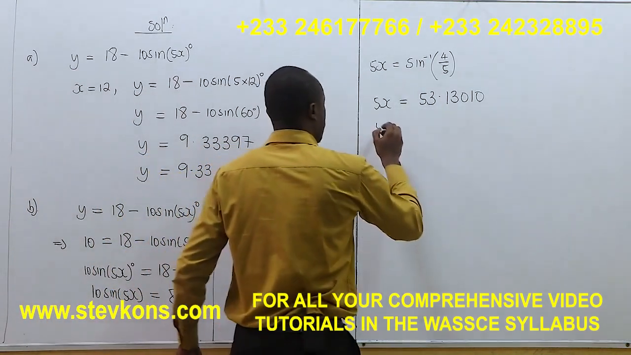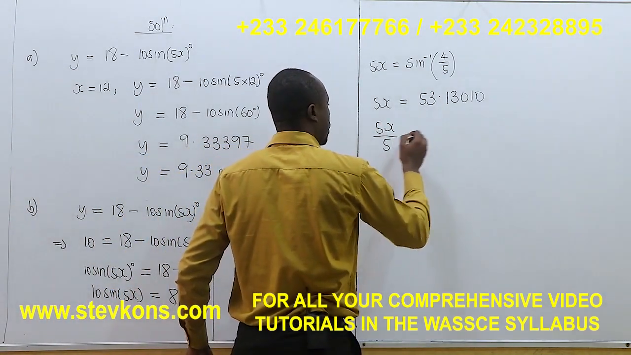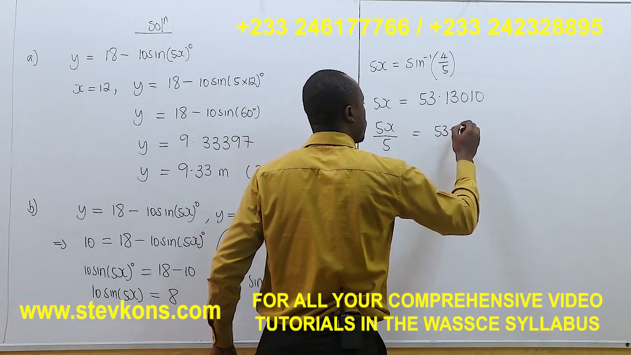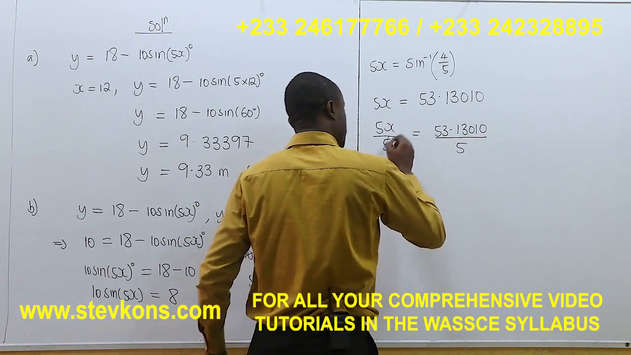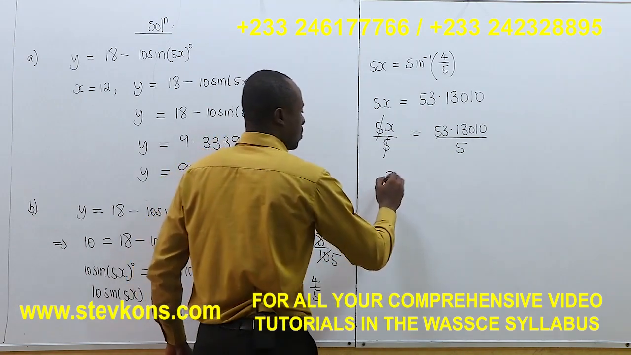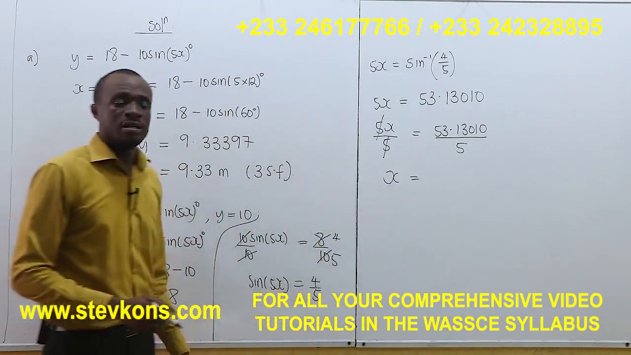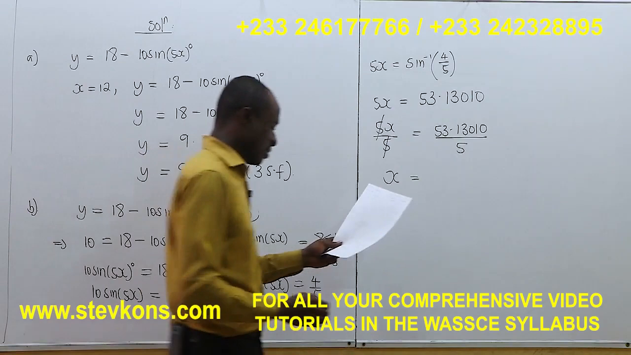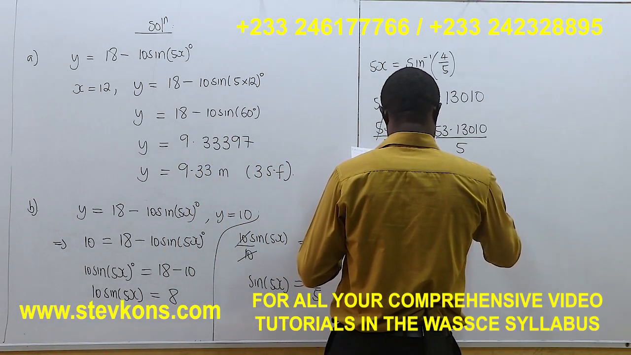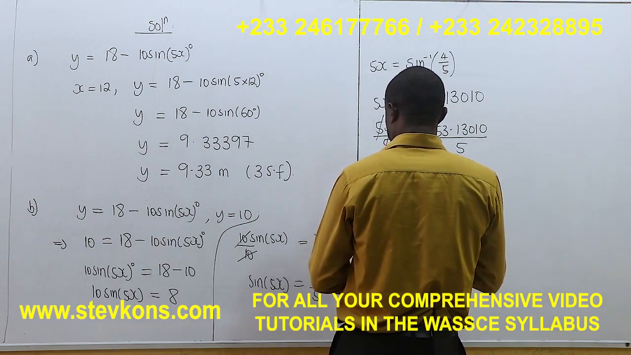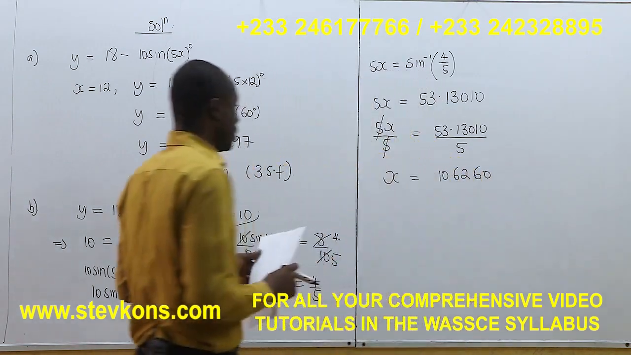So 5x over 5, equals 53.13010 over 5. This is canceling out that. We are allowed to use the calculator. And clearly, using the calculator, what do you have? We have 10.6260.